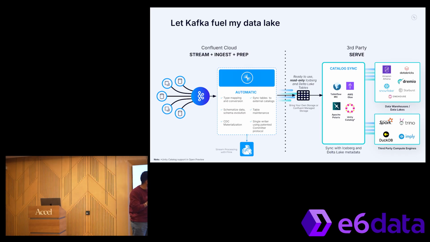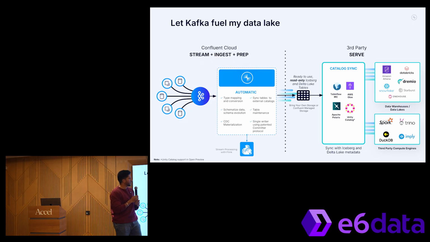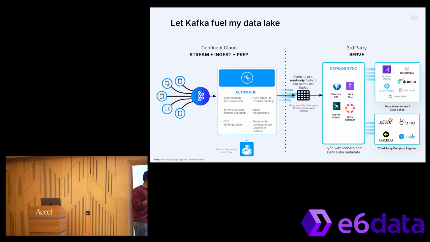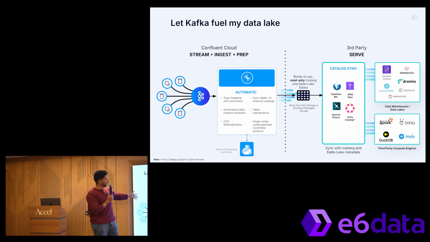And once we do that, we have the catalog sync support as well. There is a TableFlow Iceberg REST catalog that we built, and there are AWS Glue and Apache Polaris that work as Iceberg catalogs. Then there is Unity Catalog, which is for Delta Lake, which is another table format.